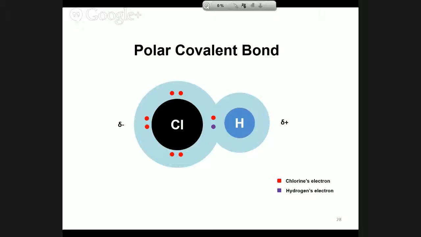So we're talking about partial charges. What are the charged things in an atom? Electrons and protons. That's basically what it is. Okay? So the two factors are how many protons there are in the nucleus. There are 17 protons in the chlorine nucleus, and 1 in the hydrogen nucleus. And then also the distance of the electrons from the nucleus.